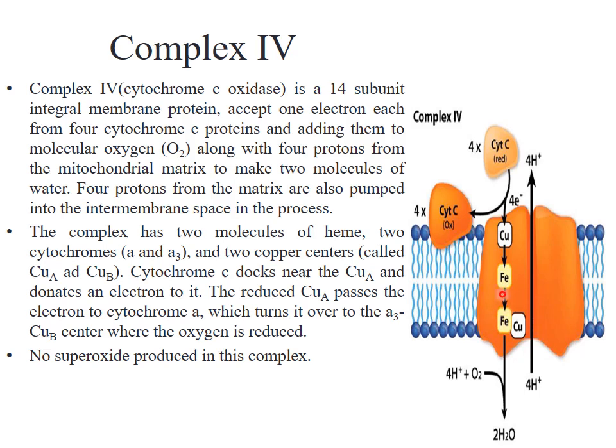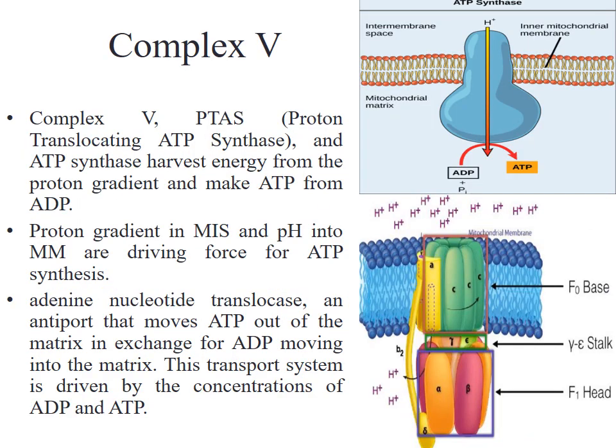So here you can see cytochrome C, and copper and iron complexes are involved in this transfer, and over there, in the presence of oxygen, it gets converted into the water molecule. Complex 5 is very important. It is based on the ATP synthase enzyme, which is important in the synthesis of ATPs.